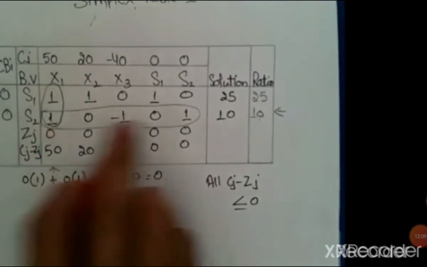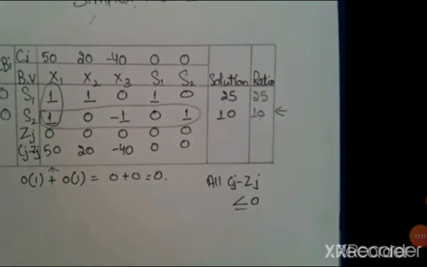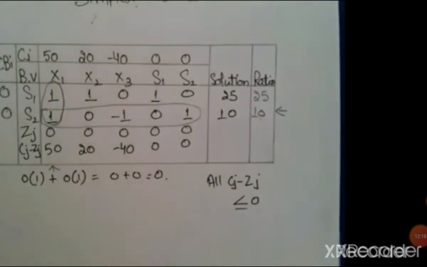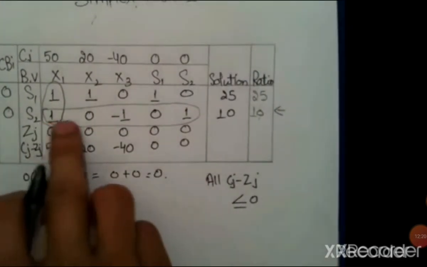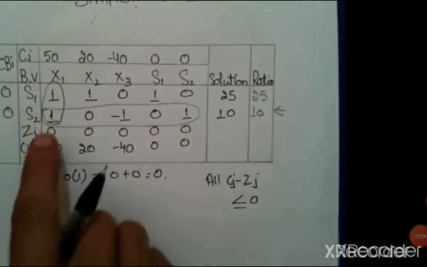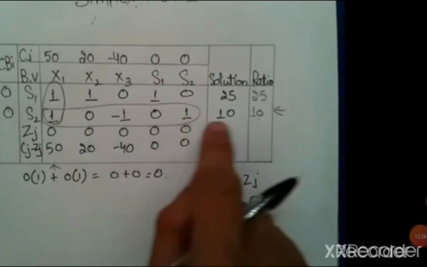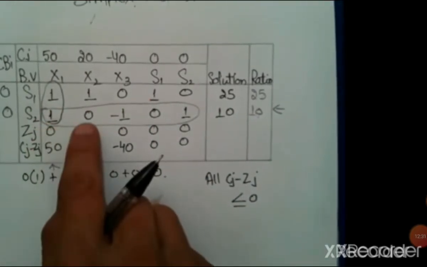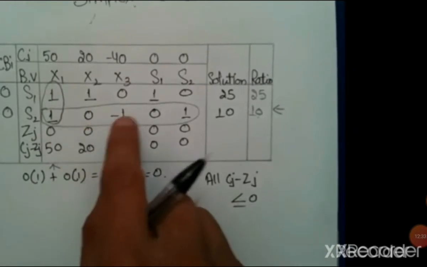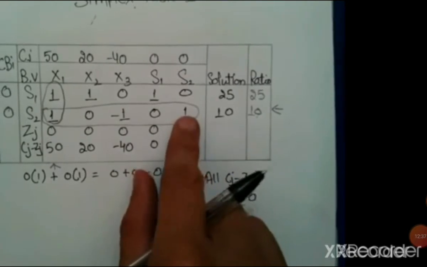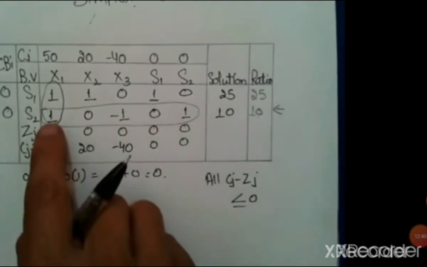So you mark the key row and key column. The intersection, 1, becomes the key element. S2 will be the leaving variable, and x1 is the entering variable. So you just note down the key row elements.